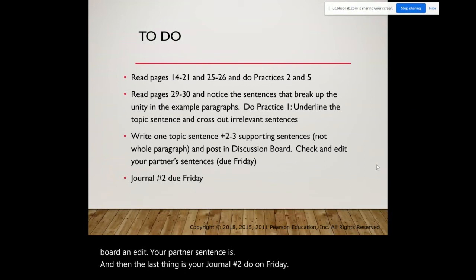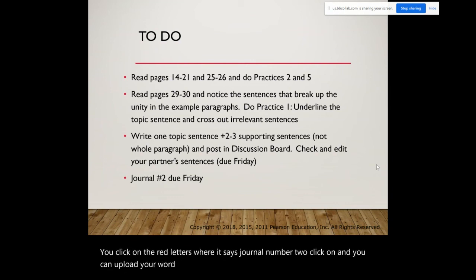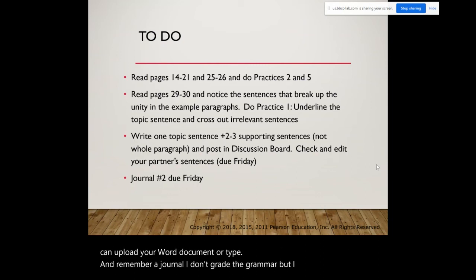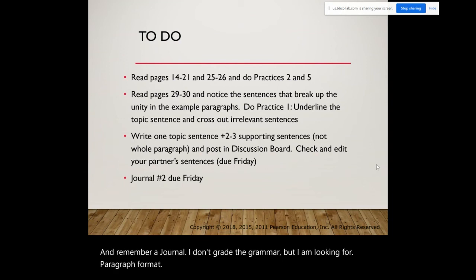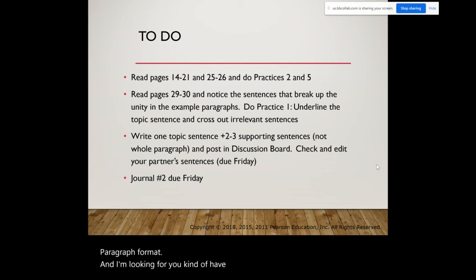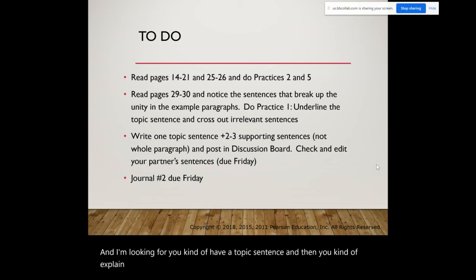And you're going to post that in the Blackboard lessons. You click on the red letters where it says journal number 2, and you can upload your Word document or type. And remember, for a journal, I don't grade the grammar, but I am looking for paragraph format, and I'm looking for a topic sentence and then you kind of explain it. So we're practicing some of the things that we're talking about in this class. I want to see evidence of these things in your journal.